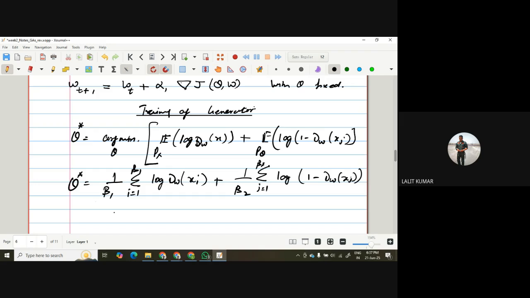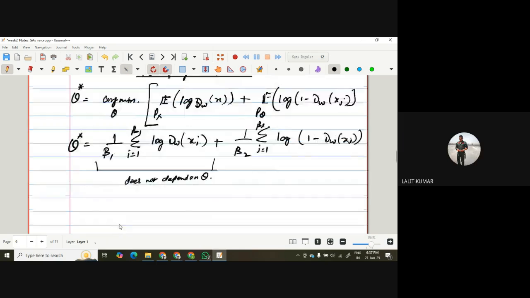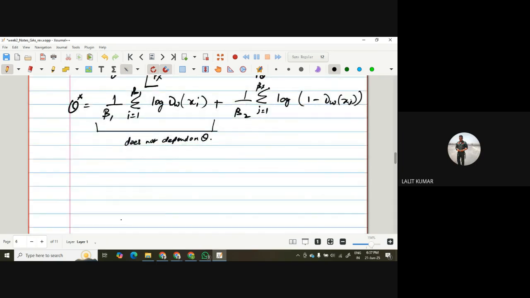So remember, this first part does not depend on theta. It doesn't depend. So when you calculate the loss function, theta star basically depends only on this. Okay.